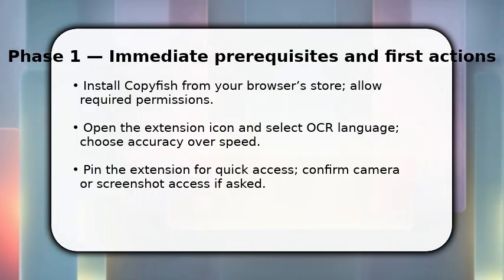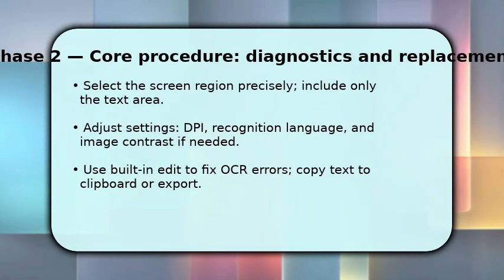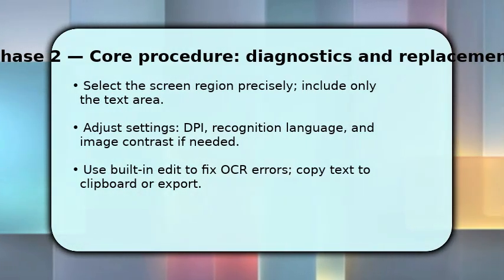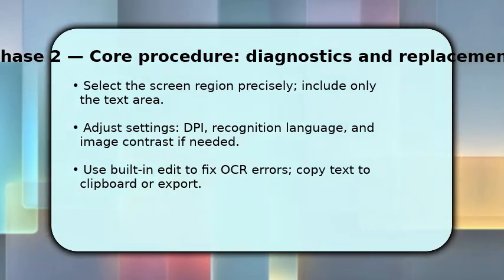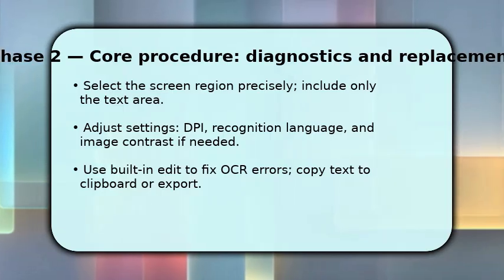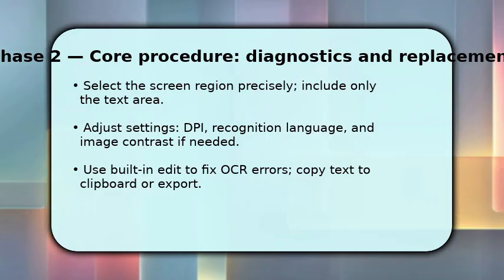Move on to selecting exactly the region of text you want to process. Now you capture. Click Copyfish and drag to select the text region, because precise selection improves OCR results. Once selected, use the settings to adjust DPI and recognition language, and increase contrast if the image is faint.